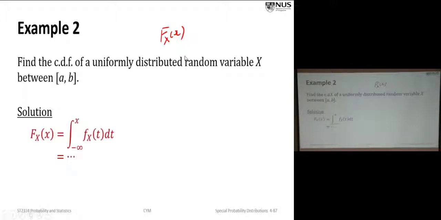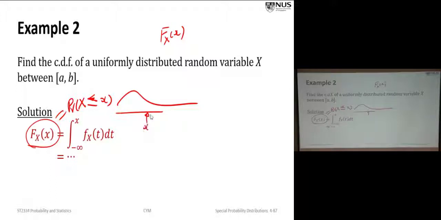So by definition, the CDF for a continuous random variable is the probability of the random variable being less than or equal to x. So it's equal to an integral, and you can consider it like this. This is my x. I'm looking at this probability, this area. So integrate from minus infinity up to x the PDF.